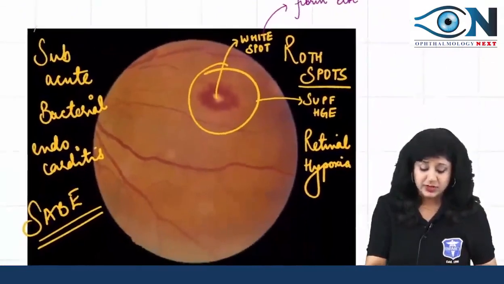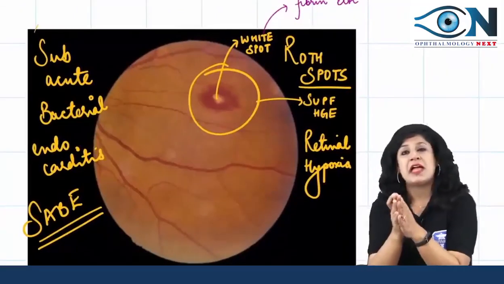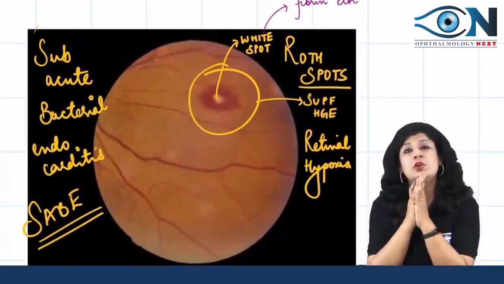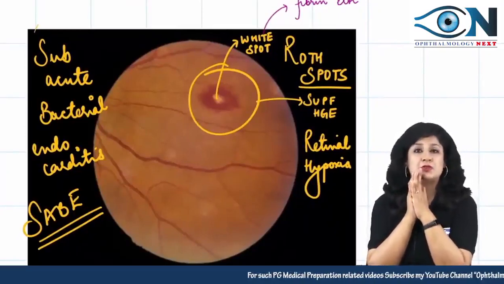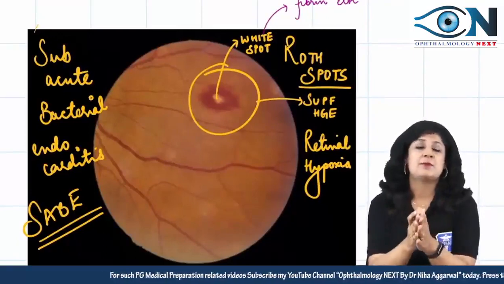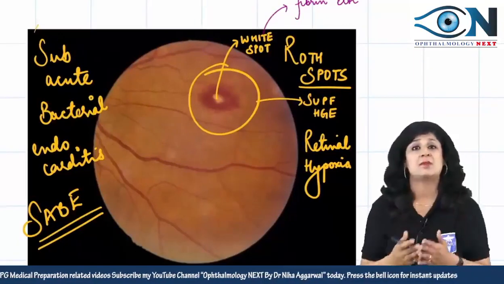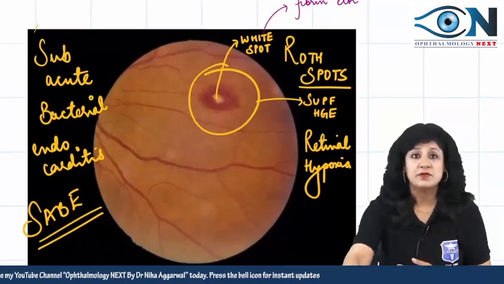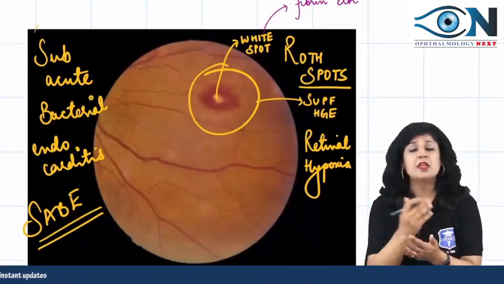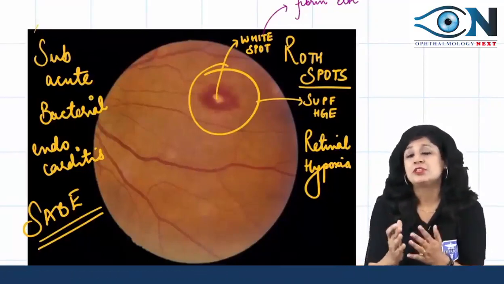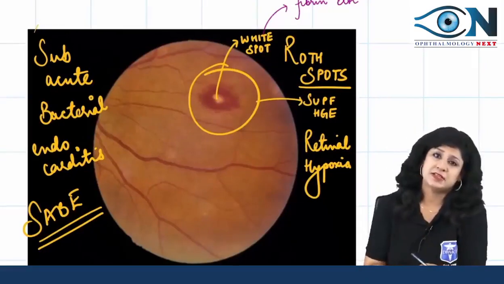Very important that whenever you are having Roth spots, always look at the patient, and he may be a patient of subacute bacterial endocarditis, and whenever these kinds of patients are admitted in the medicine ward, their fundus is always requested, and we always get a fundus referral in order to see whether Roth spots are present or not.